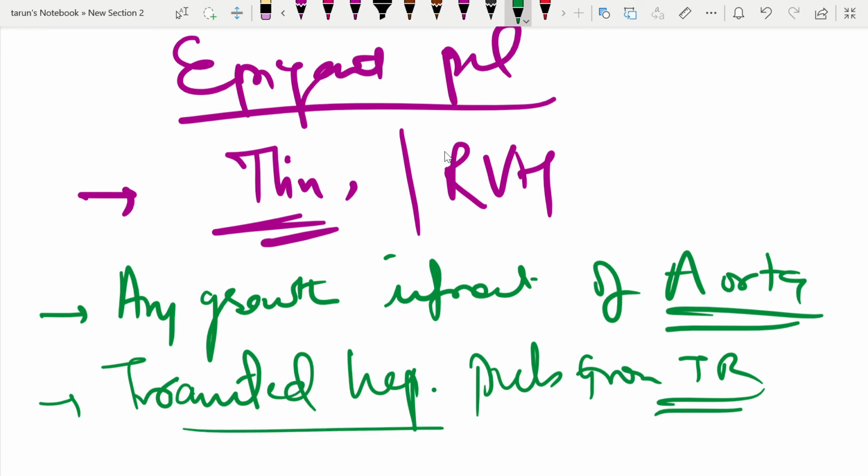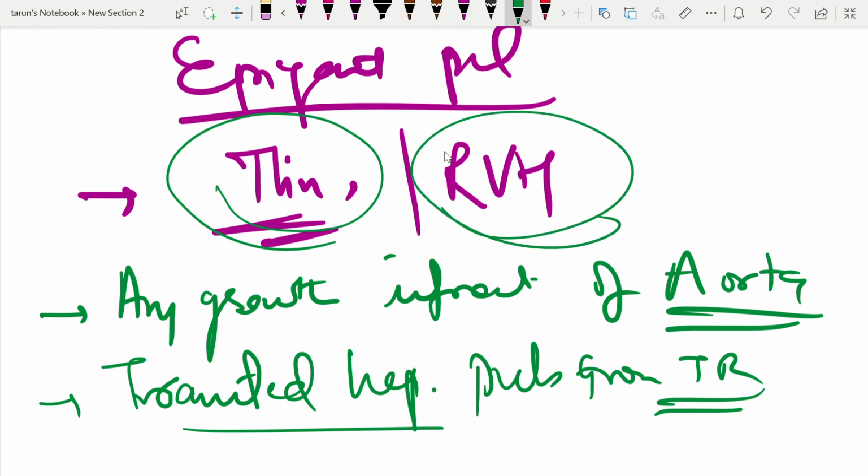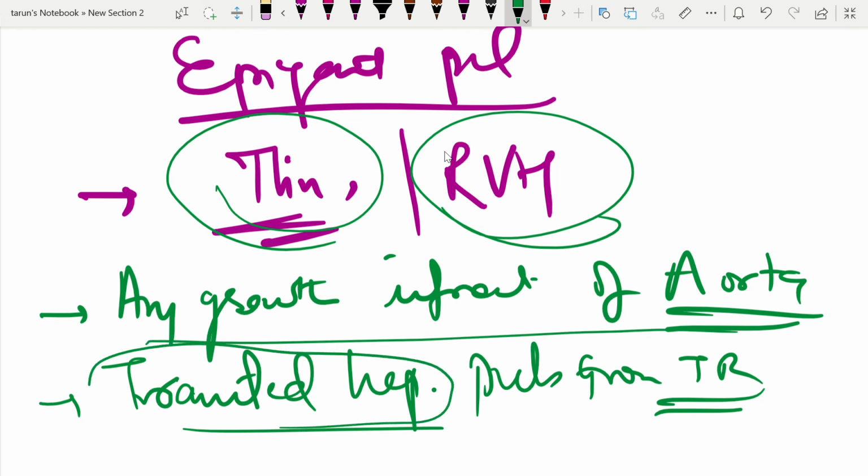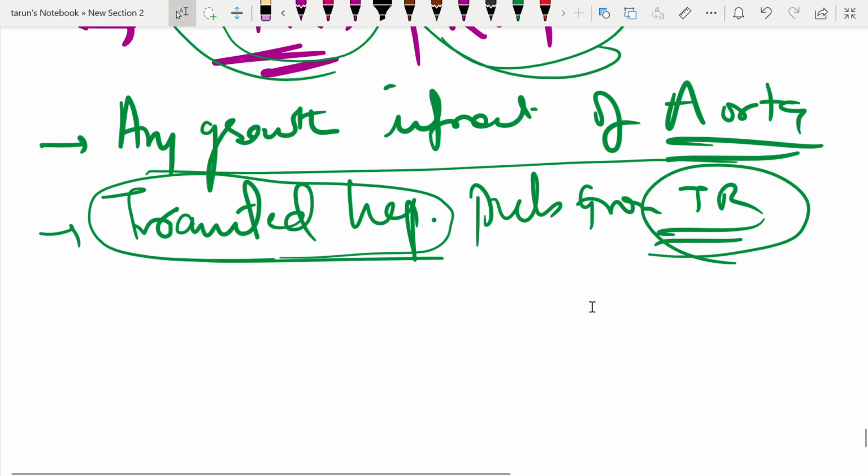So the causes of pulsation in the epigastric region: it could be physiologically seen in excitement in thin individuals, then in right ventricular hypertrophy, then any growth in front of the aorta, then transmitted hepatic pulsation from tricuspid regurgitation, which can be localized in the epigastric area.